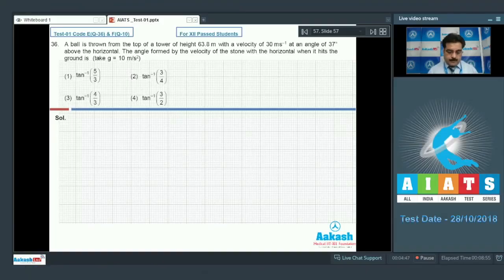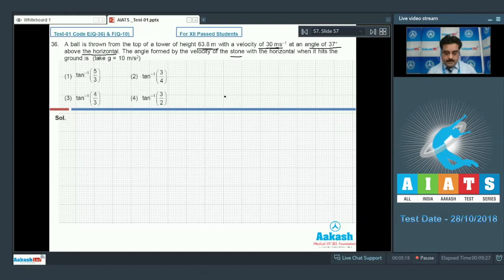In question number 36, a ball is thrown from the top of a tower of height 63.8 meters, with a velocity of 30 meters per second at an angle of 37 degrees above the horizontal. The angle formed by the velocity of the stone with the horizontal when it hits the ground is, and you can take g as 10 meters per second squared.